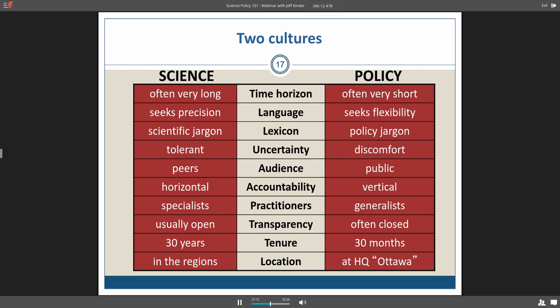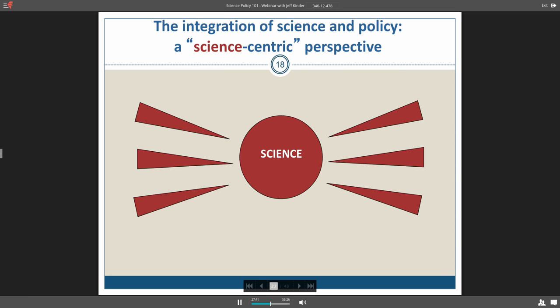And frankly, in terms of where government science is located, it tends to be out in the regions, whereas policy is almost exclusively a headquarters kind of function, and so is typically located in Ottawa. Obviously, with web tools and video conferencing, we can overcome some of those physical barriers, but there is a bit of a geographical divide as well as a cultural divide. So, for all of those reasons, there are barriers to integrating science and policy, but I don't think any of them are so difficult to overcome if there's the will to overcome them.